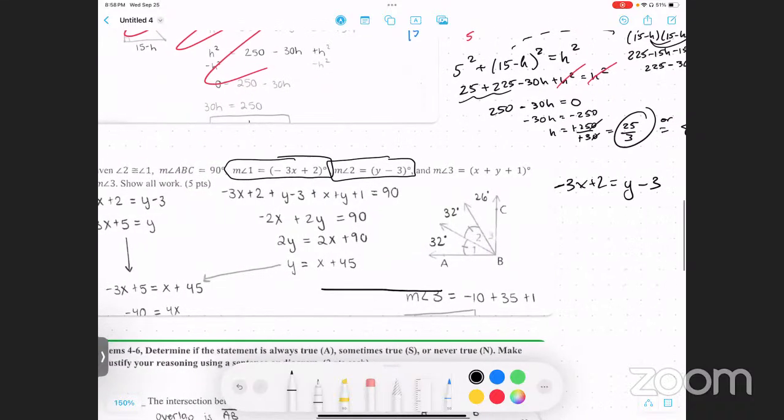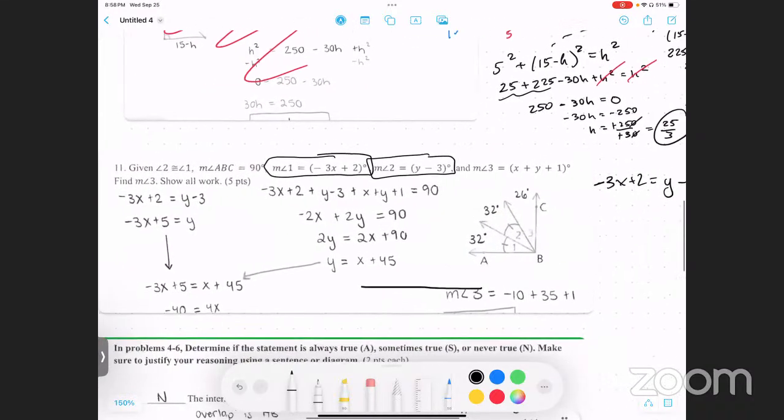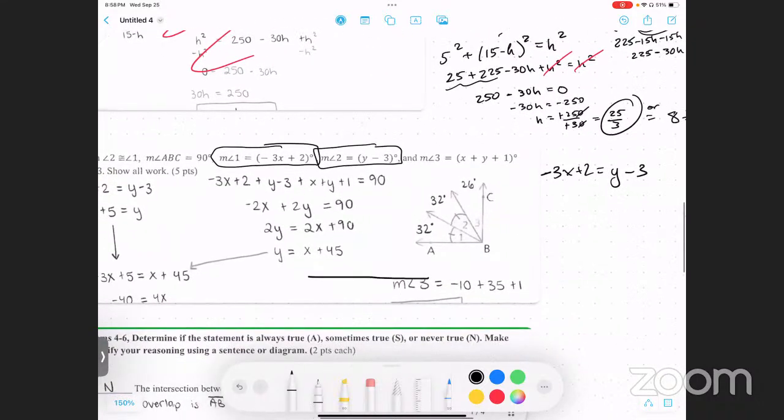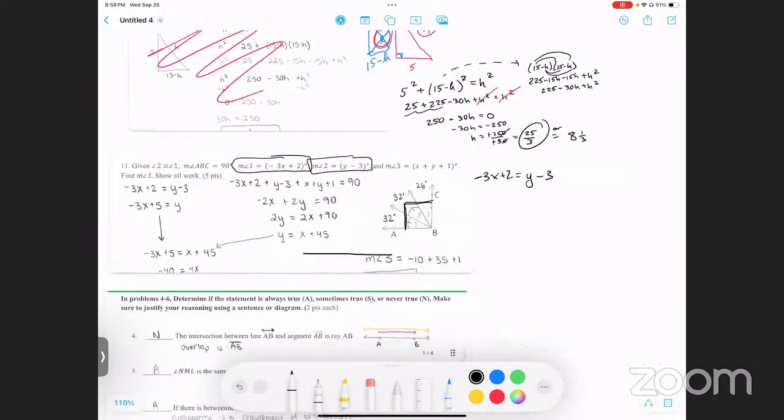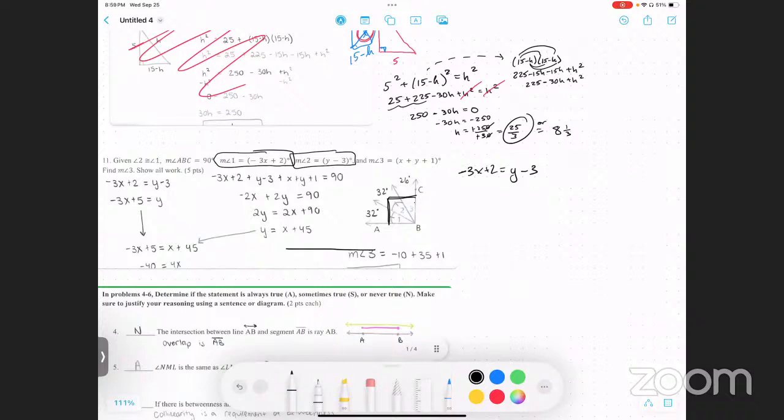And then they also said the measure of angle ABC is 90. So 1 plus 2 plus 3 adds up to 90. Does that make sense? So negative 3x plus 2 plus y minus 3 plus x plus y plus 1 equals 90. So what we have now is two equations with two variables. That's called a system of equations. We can clean this up, solve for one variable, and then substitute that in for the other variable.